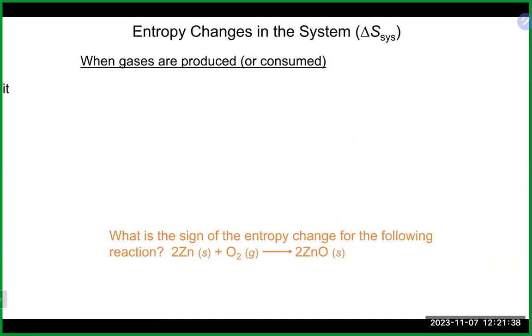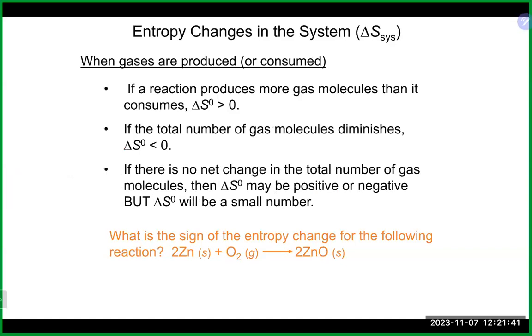So once again, you can look at a reaction and determine, based on things like how many gas molecules are produced. If you are producing more gas molecules than you started with, you're going to be increasing the amount of disorder, and you would expect a positive value for delta S. If you end up with fewer gas molecules than you started with, that's going to create a little bit more order, and we would expect a negative value. If there's really no net change in the gas molecules, it could be either way, but it'll be a relatively small number.